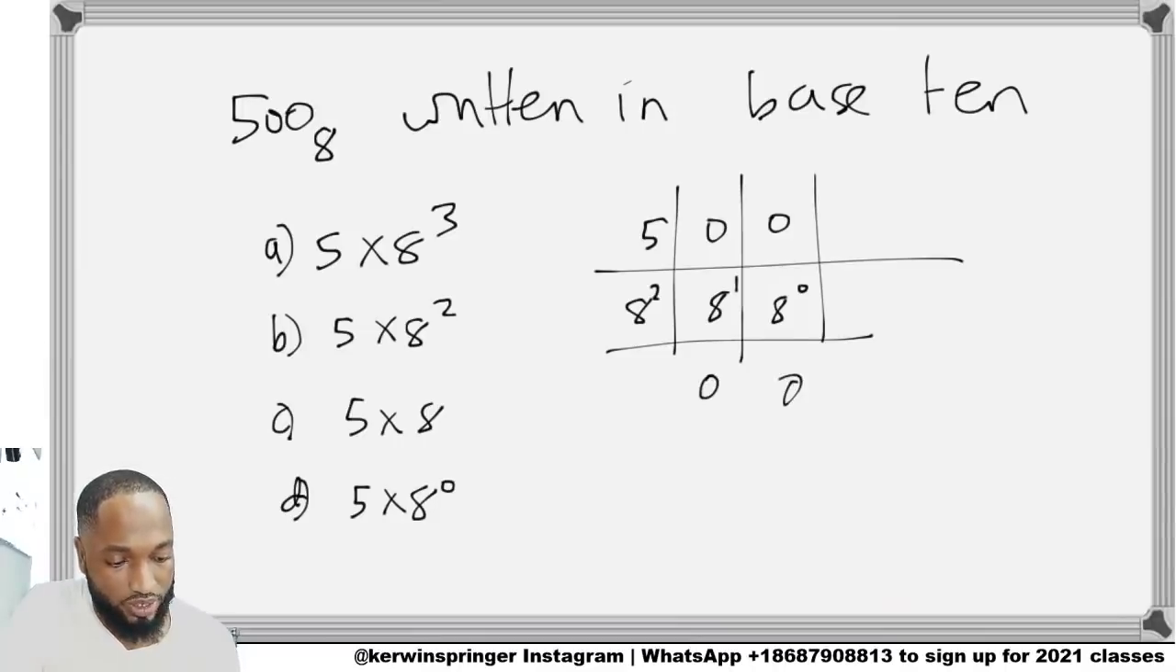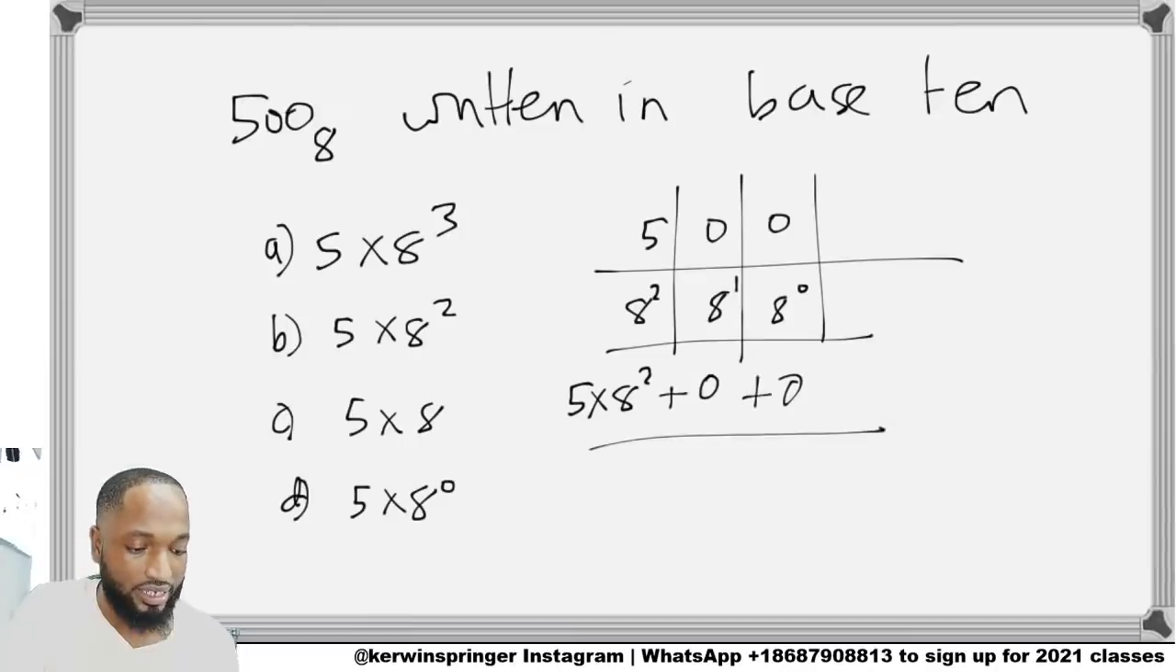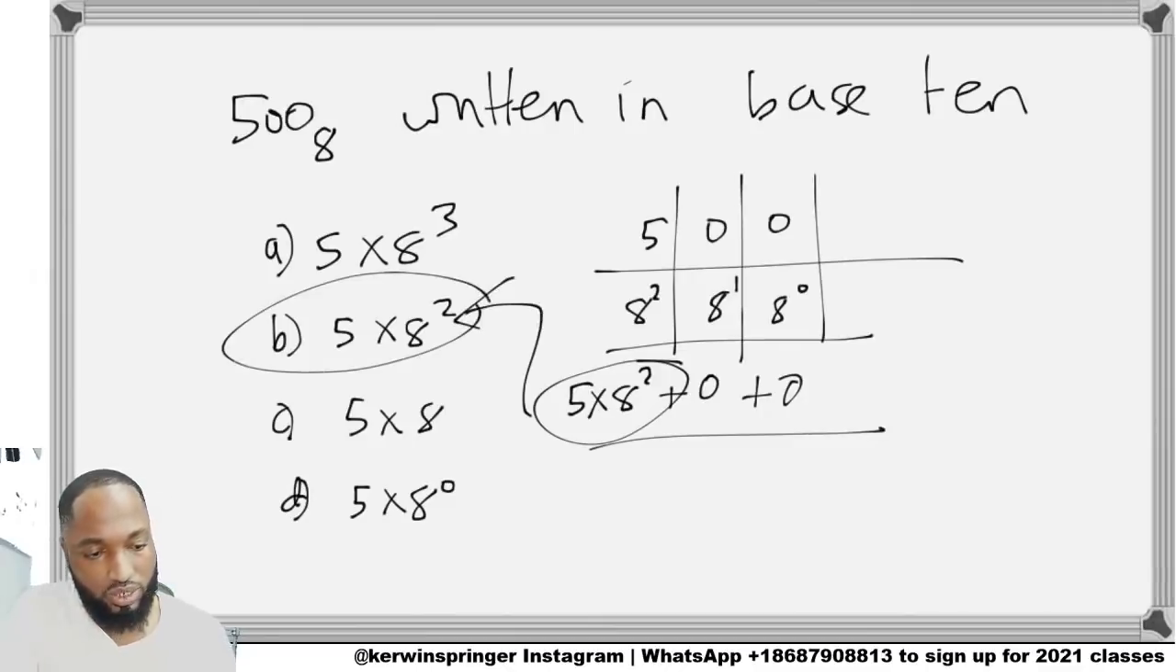This will be 0, this will be 0. This will be 5 times 8 to the power of 2. And you add up all of that, and that's the answer in base 10. So the answer is 5 times 8 to the power of 2. I like this question. Take note of this.